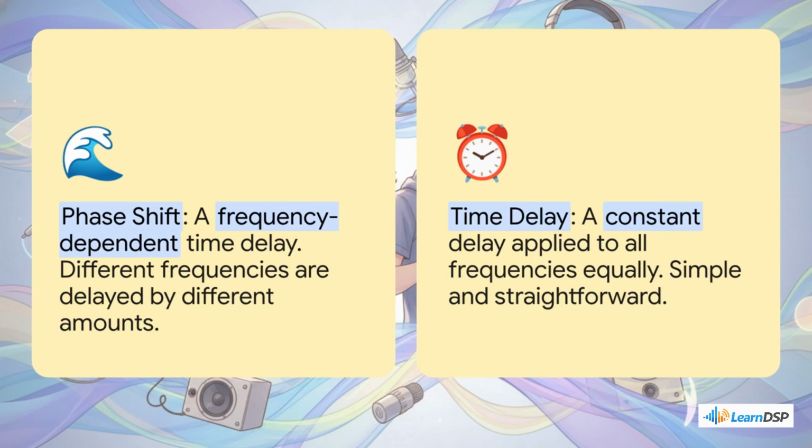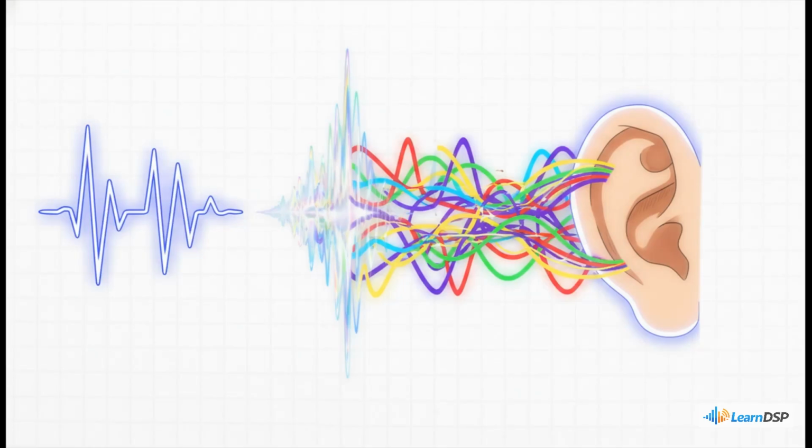A 90-degree shift on a really low bass note is actually a pretty long delay in real time because that bass wave is so long. But a 90-degree shift on a super high-frequency cymbal crash, that's a tiny, tiny fraction of a second. So the same angle means a different amount of time depending on the frequency. That's the key right there. And that is why this matters so much. Because what it means is that different frequencies in your music can end up arriving at your ears at slightly different times.